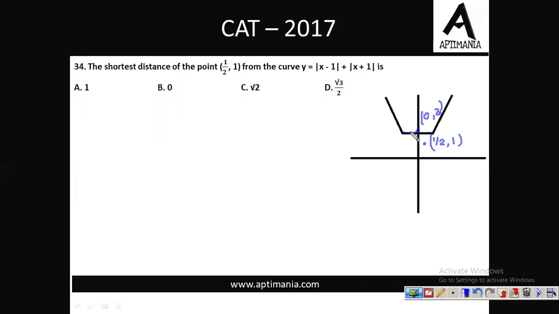So this is a straight line representing y equal to 2, right? So here also the coordinates will be 1 by 2 comma 2, right? What we need to find out is the shortest distance. This is the perpendicular distance, this is the shortest distance. This is 2, out of which this distance is 1. So the remaining distance will be 1 only. The correct answer for this question is 1. So option A is the correct answer for question number 34.